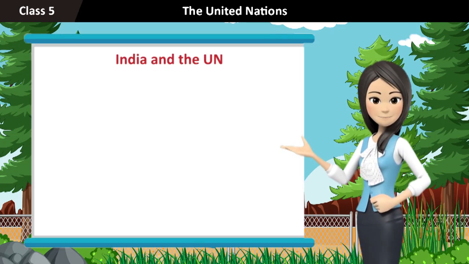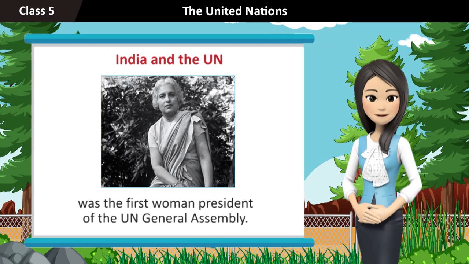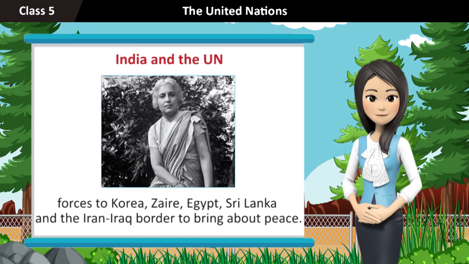India and the UN. India has been a member of the UN from the time it was formed. Vijayalakshmi Pandit was the first woman president of the UN General Assembly. As a part of collective security promised by the UN, India sent its peacekeeping forces to Korea, Zaire, Egypt, Sri Lanka, and the Iran-Iraq border to bring about peace.